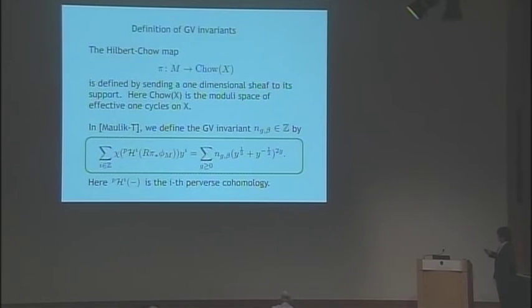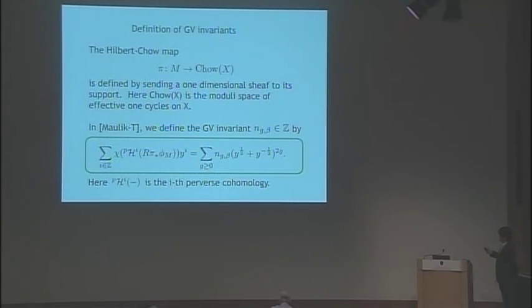So from the moduli space of one-dimensional stable sheaves, there is a so-called Hilbert-Chow map. So this Chow X is the moduli space of effective one-cycles on X. And this map is defined by sending a one-dimensional sheaf to its support. So this is something very similar to the so-called Hitchin map on the moduli space of Higgs bundles. So our definition of the BPS invariant is to characterize such an invariant by this identity.